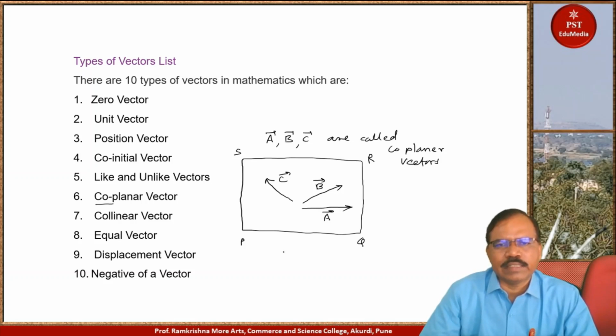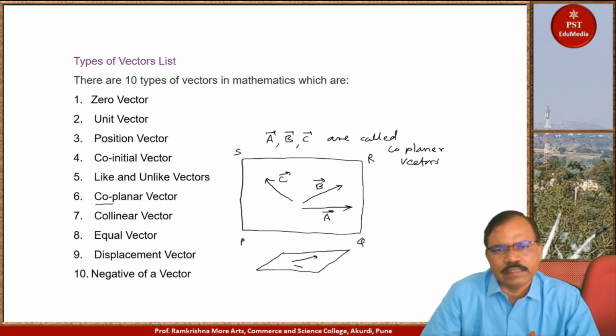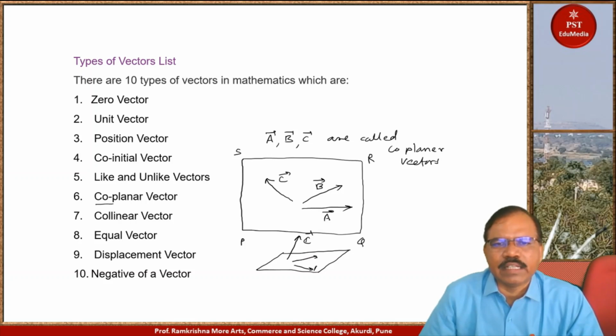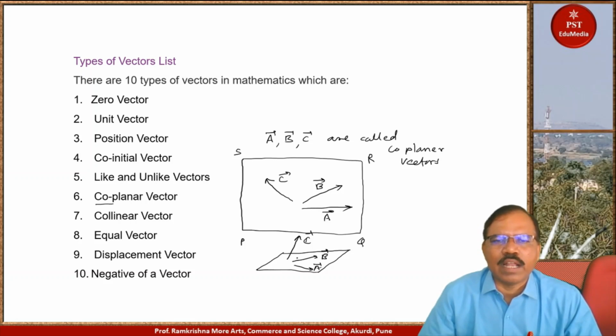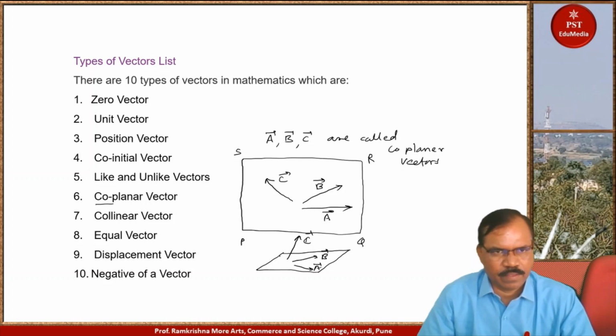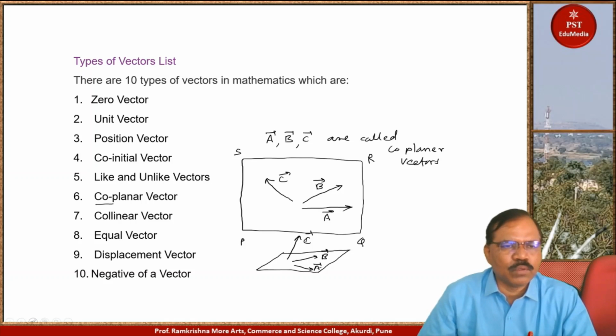But suppose we have a case like this. Suppose this is a horizontal plane. So this is first vector, this is second vector, but the third vector is like this. Suppose C is like this. Then C is not coplanar with vector A and vector B because they do not lie in the same plane. So this is about coplanar vectors.